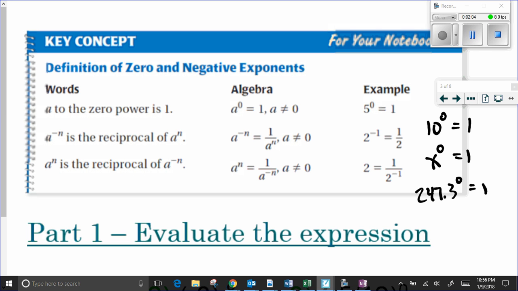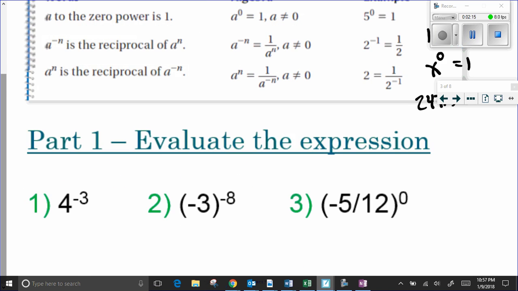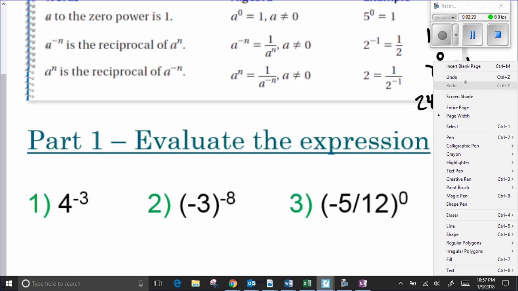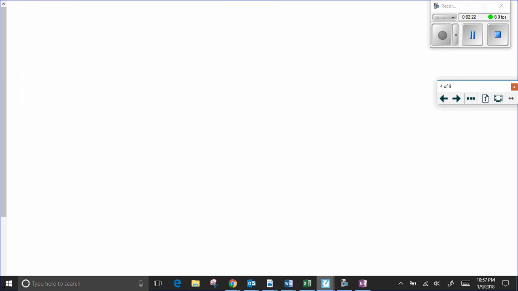A to the negative n is the reciprocal of a to the n, and a to the n is the reciprocal of a to the negative n. So I think what I'd like to do, instead of going over all these examples and all the rules, is add in an example just to show you.